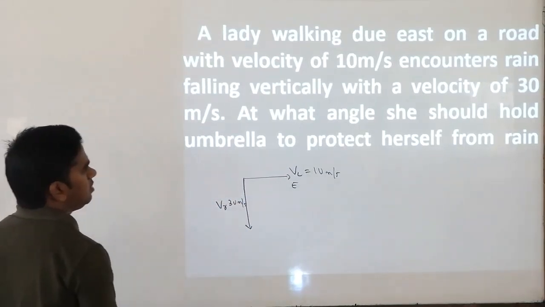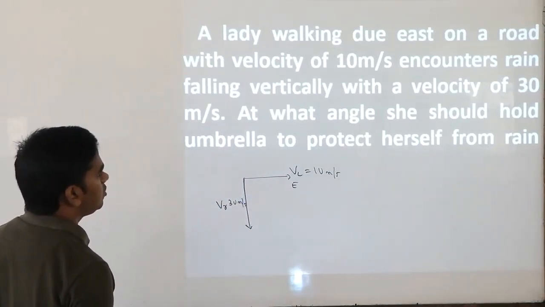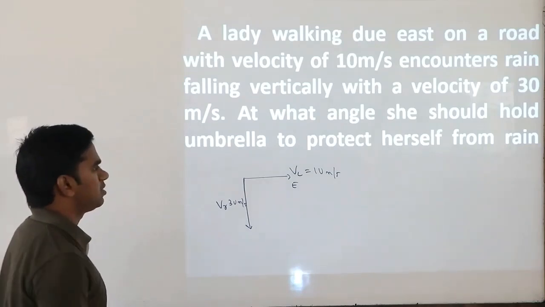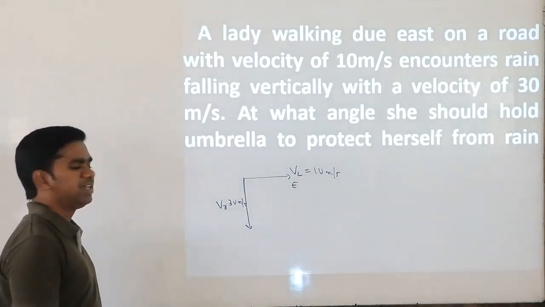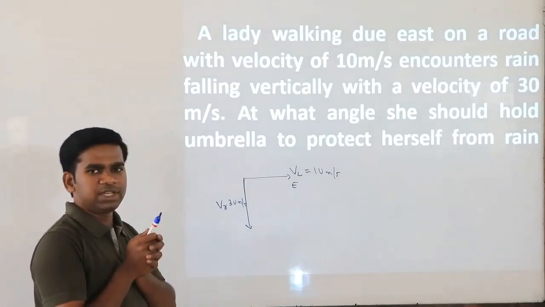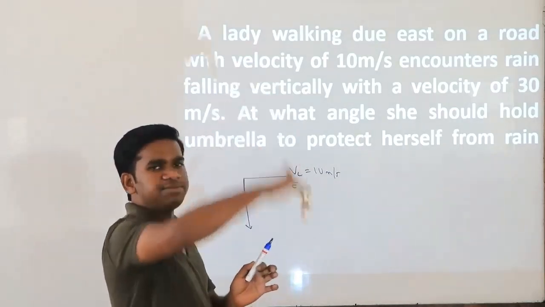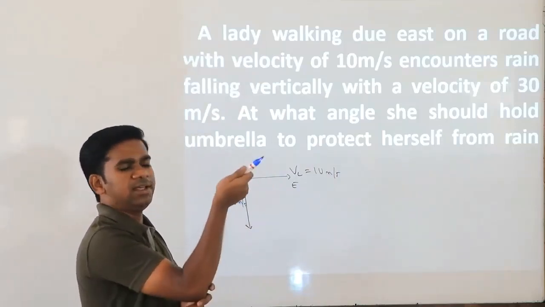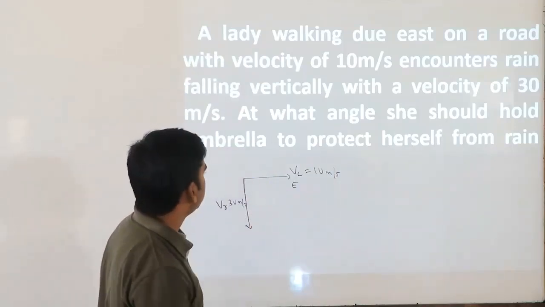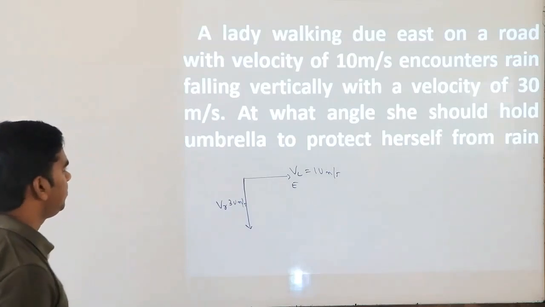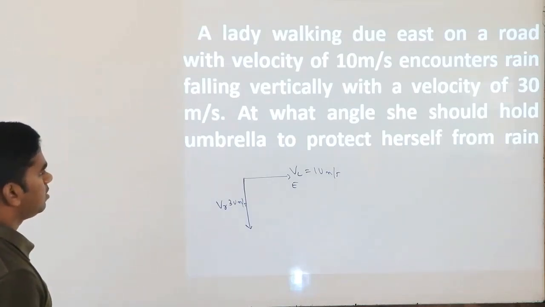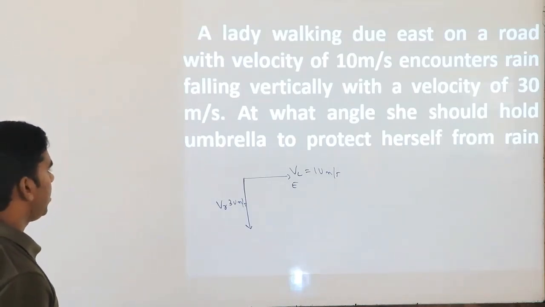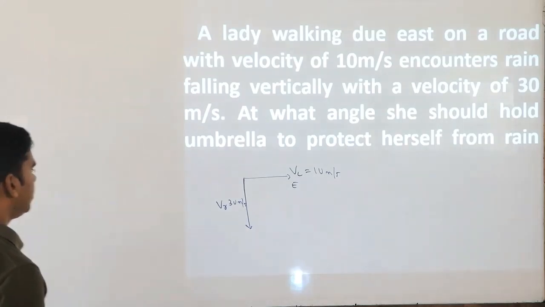What they are asking is at what angle she should hold the umbrella to protect herself. If you start running in this direction while the rain is falling down, usually the rain starts hitting your face. That means you have to hold the umbrella in this direction. So we'll see at what angle she should hold the umbrella to protect herself.